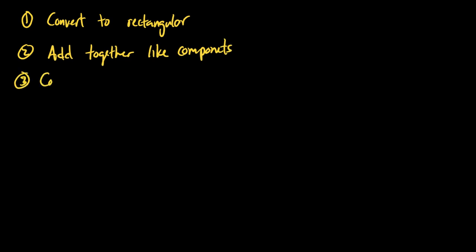Again, we are adding vectors together. This is a sum of vectors discussion. Step 1 will be to convert to rectangular. We need everything in an agreed upon set of one-dimensional components. That's what that is. So we convert to rectangular. 2, we add together like components. 3, convert your resultant back to polar. 4. That's it. That's the steps.